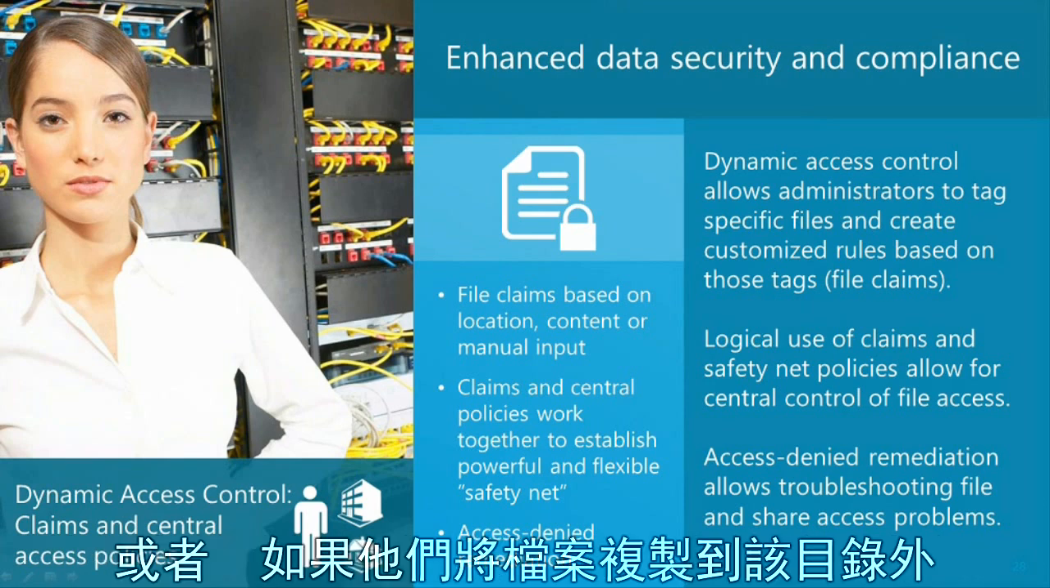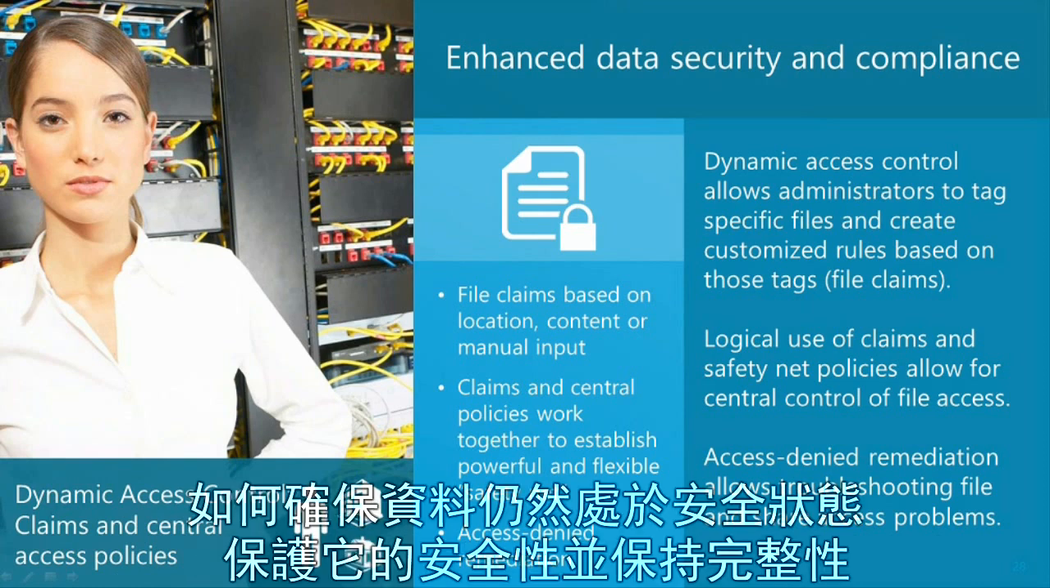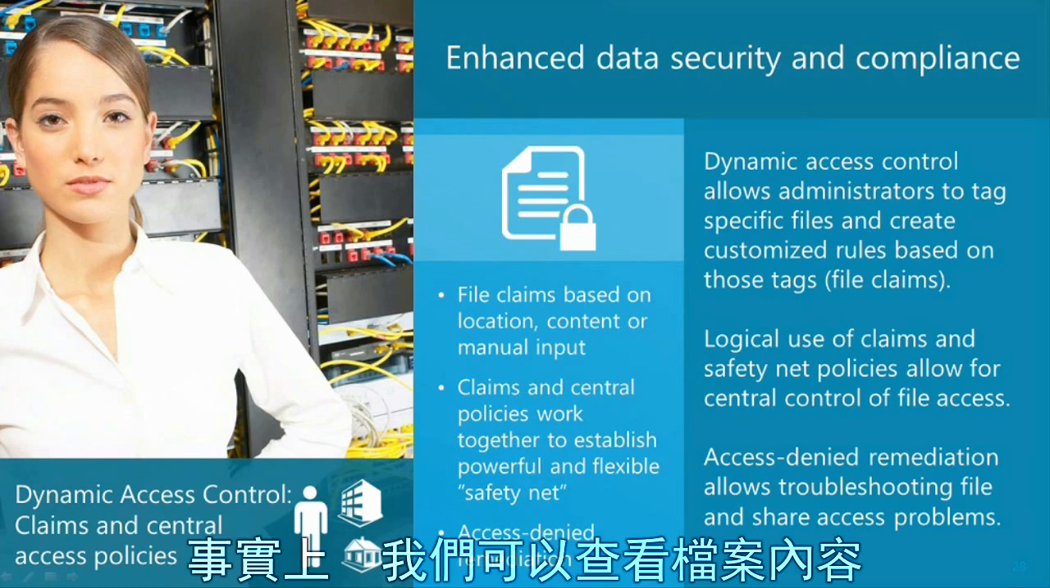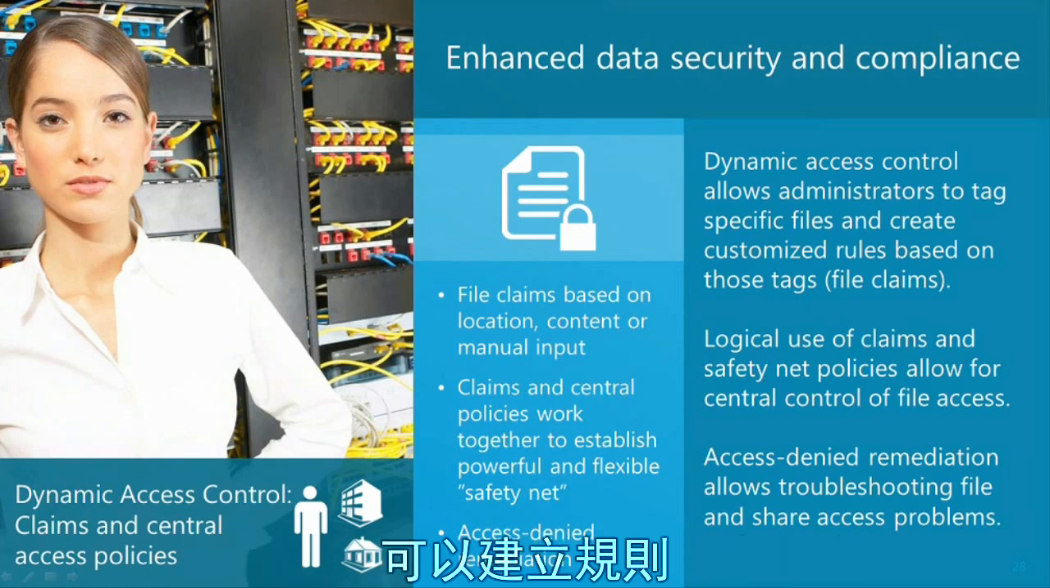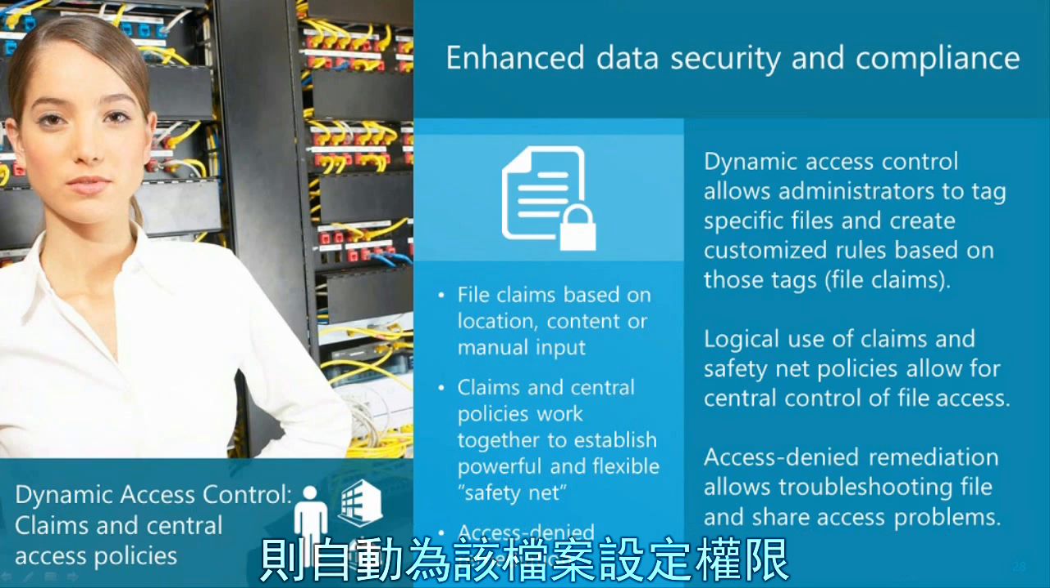Or what if they copy that file out of that directory and they take it with them, they put it on a thumb drive and go somewhere else with it? How do you make sure that that data is still safe and secure and maintain the integrity on it? This is the kind of thing we can do with dynamic access control. We can actually look at the content of a file, and we can set up rules to say, hey, if a document contains the word classified, or if a document contains what looks like a social security number, or what looks like it could be a credit card number, let's automatically put permissions on that file.